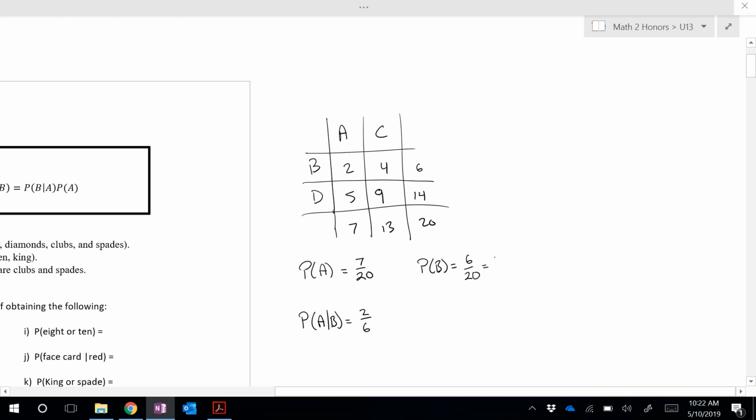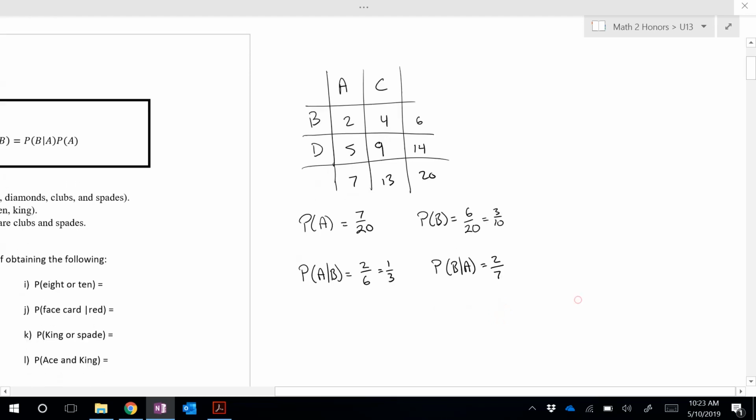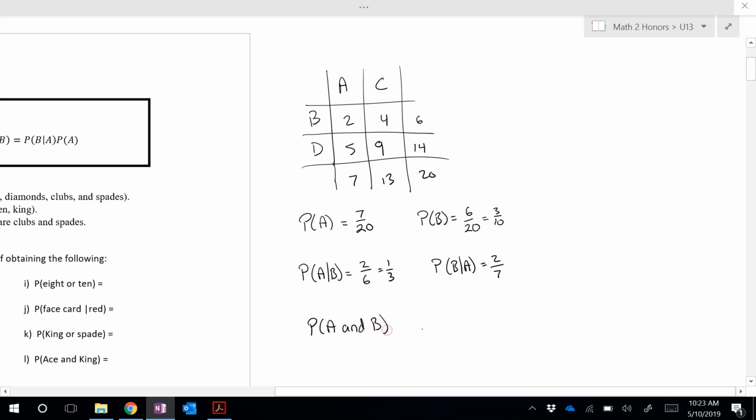So 6 out of 20 would be 3 out of 10. This would be 1 out of 3. What's the probability of B given A? Two out of 7. Good. What's the probability of A and B? Two out of 20, which is 1 out of 10.